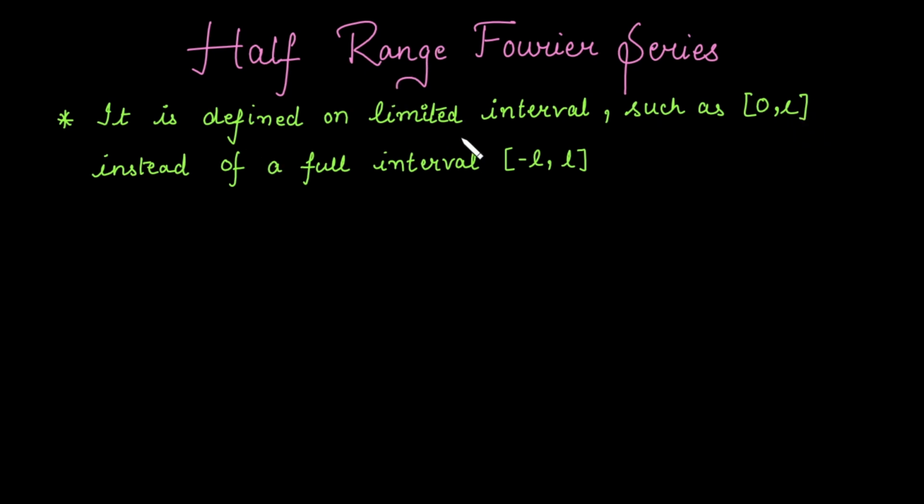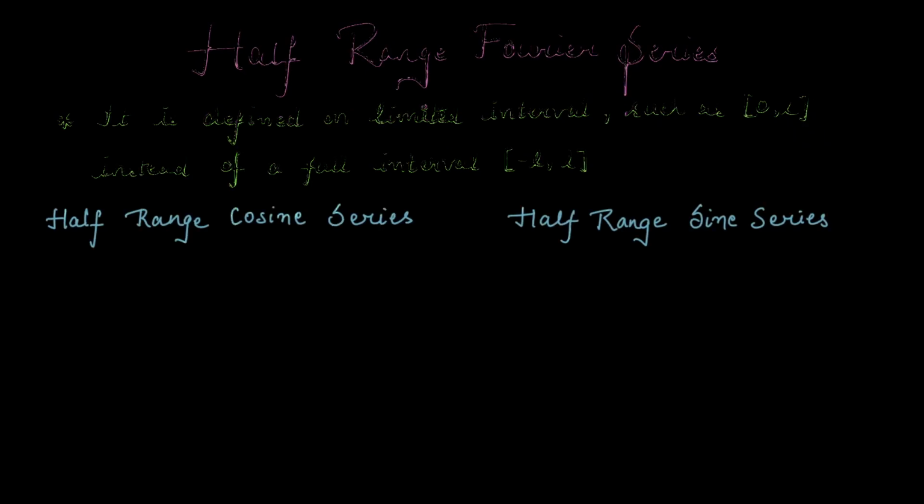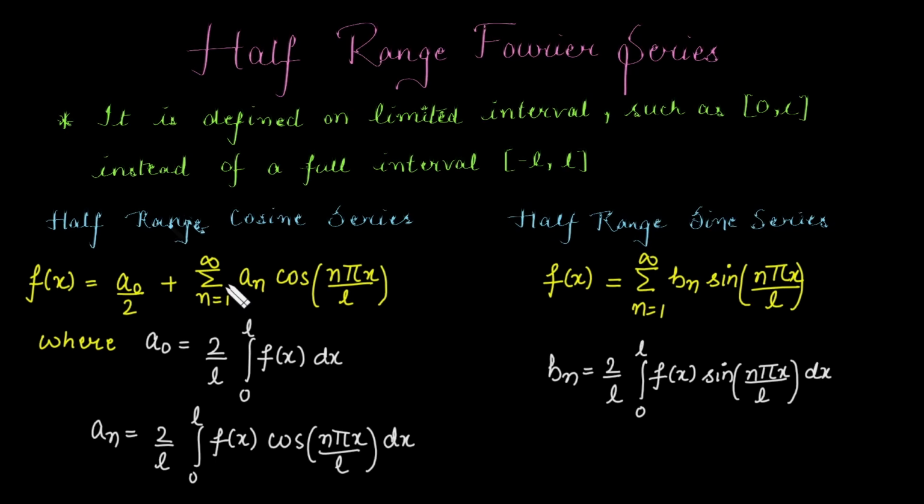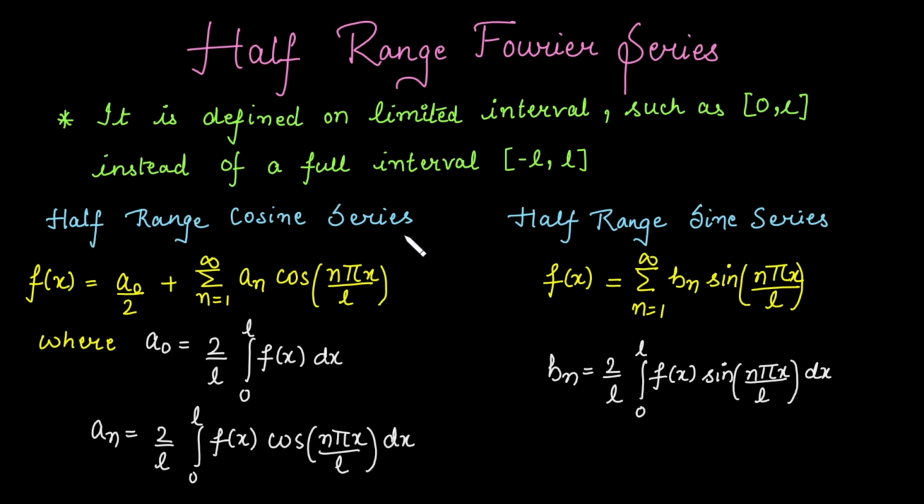This series is divided into two parts. One is called the half-range cosine series and the second is the half-range sine series, whereas in a full Fourier series, we are taking both the cosine and sine terms. In the half-range cosine series, we have this form, and in the half-range sine series, we have this form, where A0 and An are calculated by this and Bn by this.